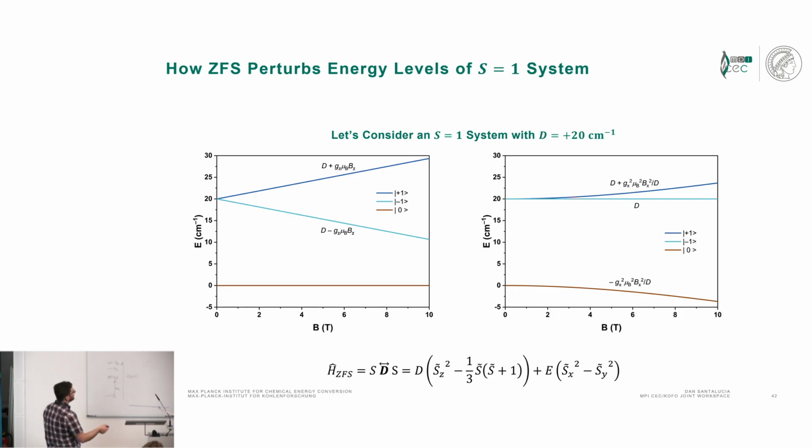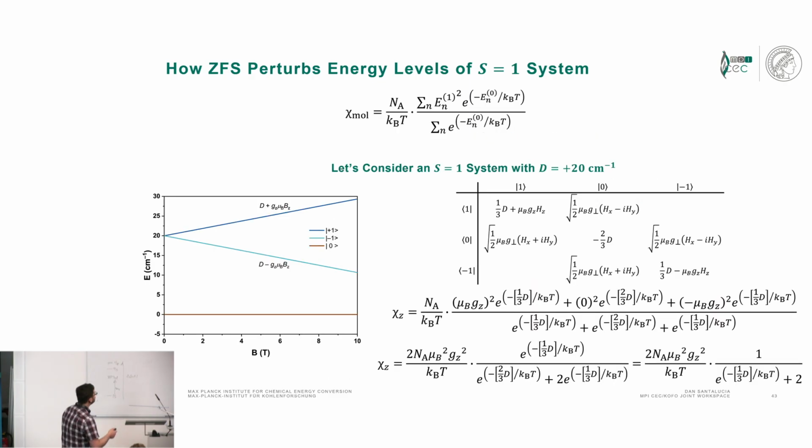On the other hand, if I apply the field along X in this case, you'll see that you get a quadratic dependence on field for the plus 1 and 0 terms, and it's actually the minus 1 term which is a constant value. That just comes from solving these matrices I showed on the previous slide. But what I want to do now is not just think about energy. Let's think about what that would look like in an actual magnetic susceptibility experiment.